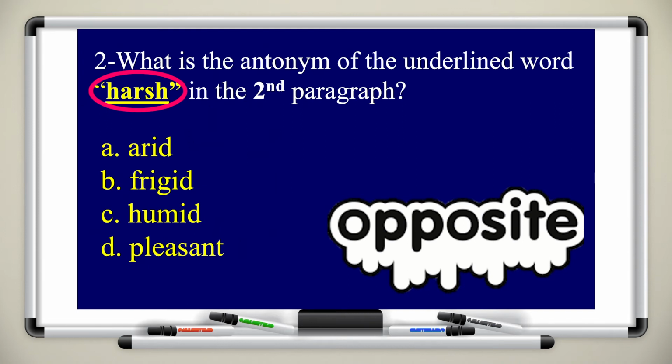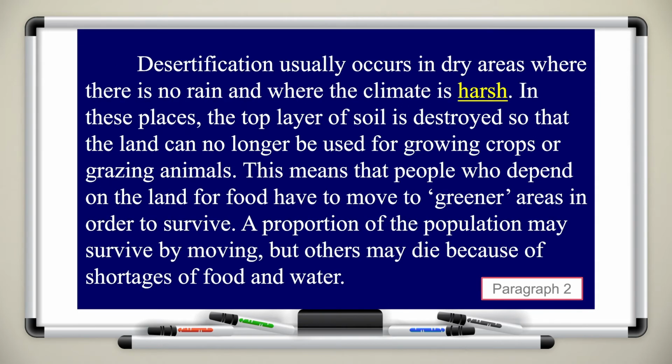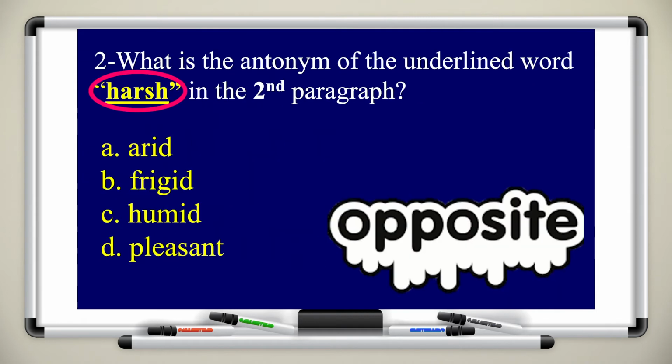Question 2. What is the antonym of the underlined word harsh in the second paragraph? Antonym means the opposite of the word. Now, harsh is located here. It's underlined in the second paragraph. Desertification usually occurs in dry areas where there is no rain and the climate is harsh. What's the opposite? What's the antonym of the underlined word harsh? Is it arid, frigid, humid, or pleasant? Of course, the opposite, the antonym of harsh, is pleasant.